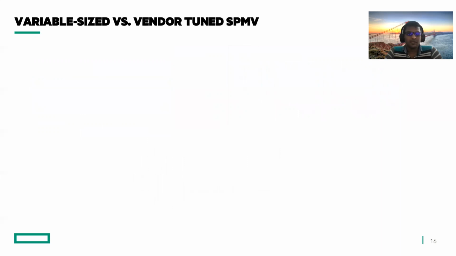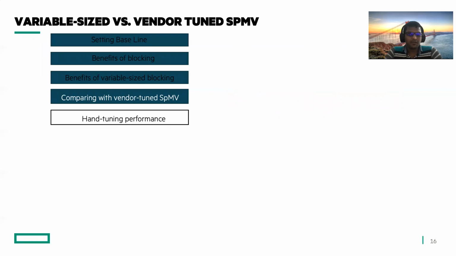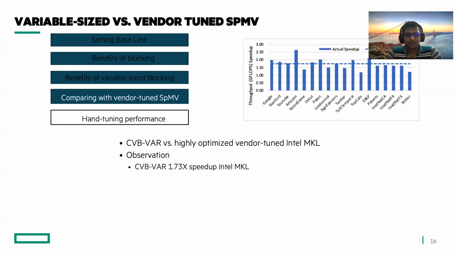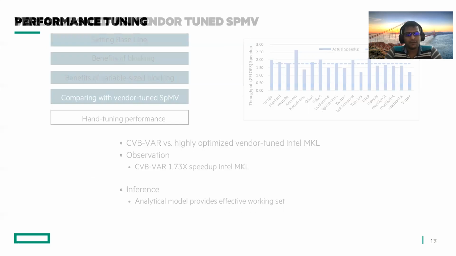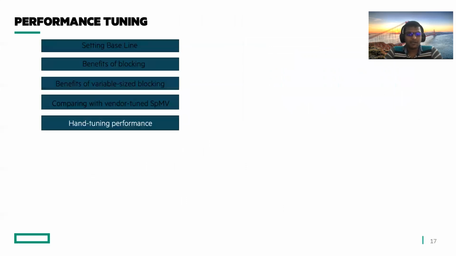The final analysis compares our CVB variable sized blocking format against the highly optimized, vendor-tuned Intel Math Kernel Library. We can observe that the variable sized blocking provides on average about 1.7x better speedup than the highly tuned Intel Math Kernel Library. This proves that our analytical model determines an effective working set for a particular matrix better than a highly tuned Intel Math Kernel Library. In general, our analytical model identifies the correct working set for a particular data set.